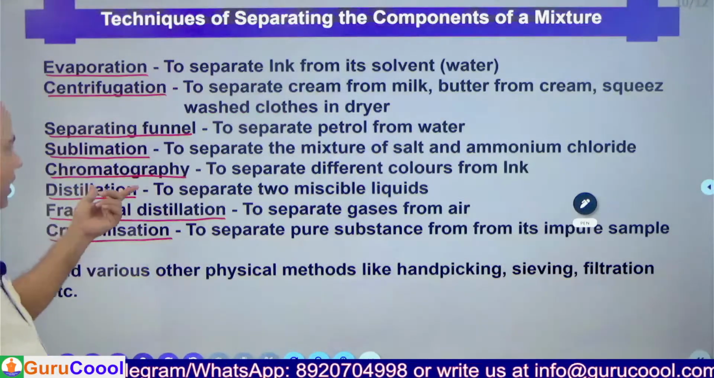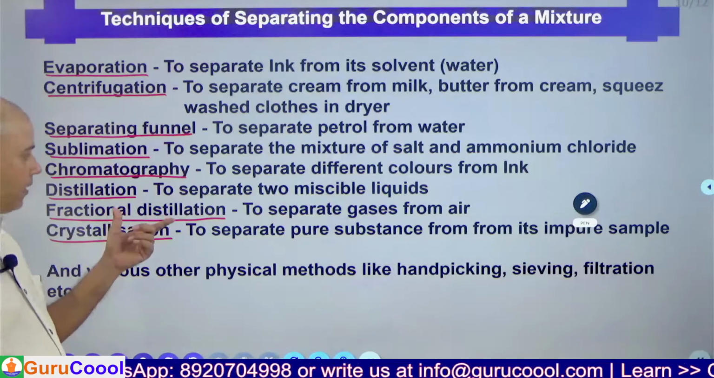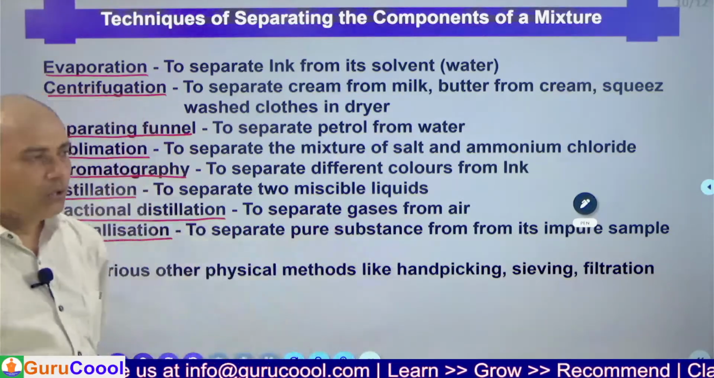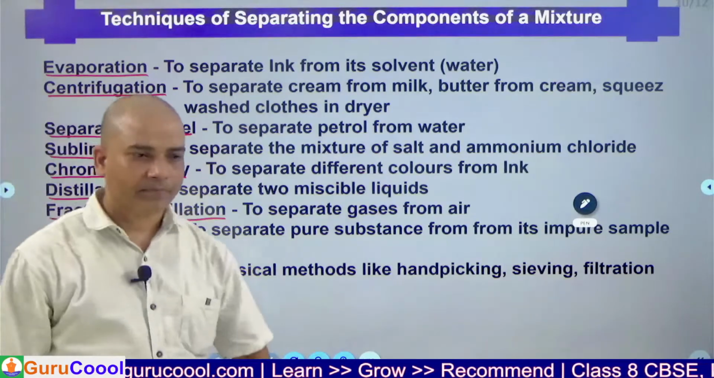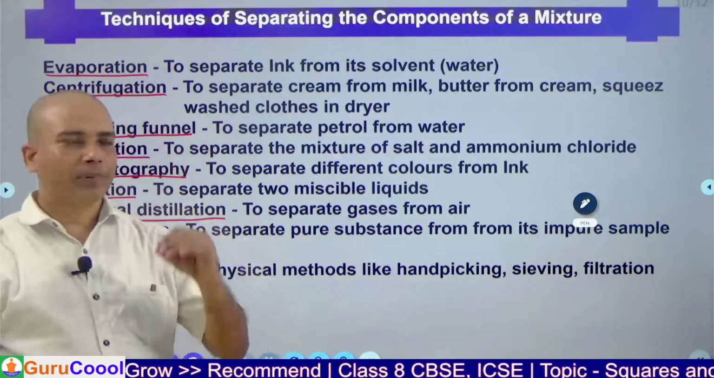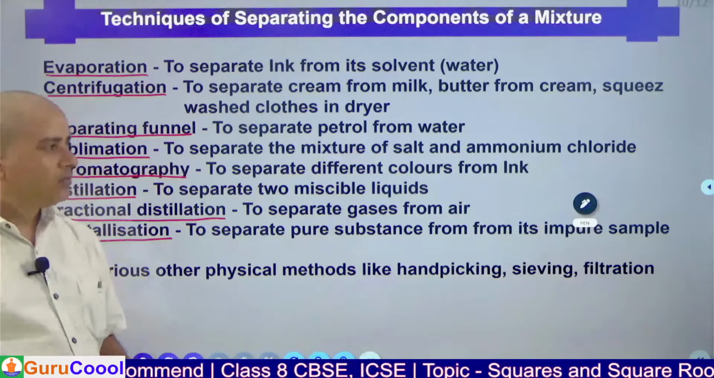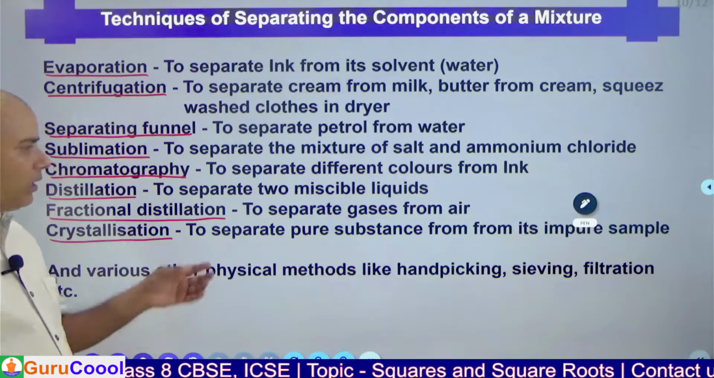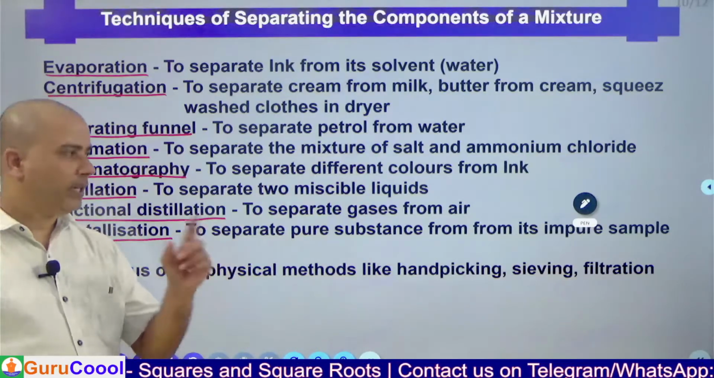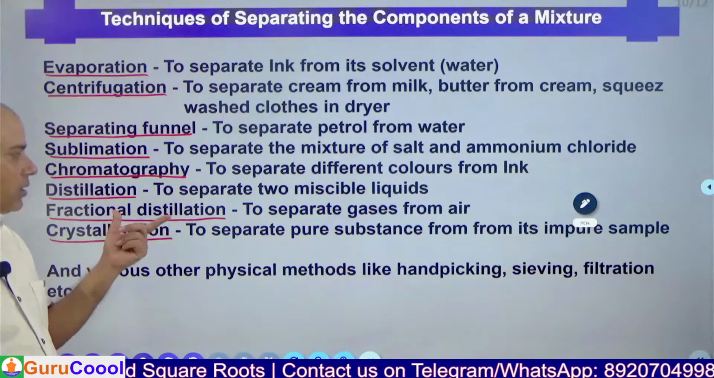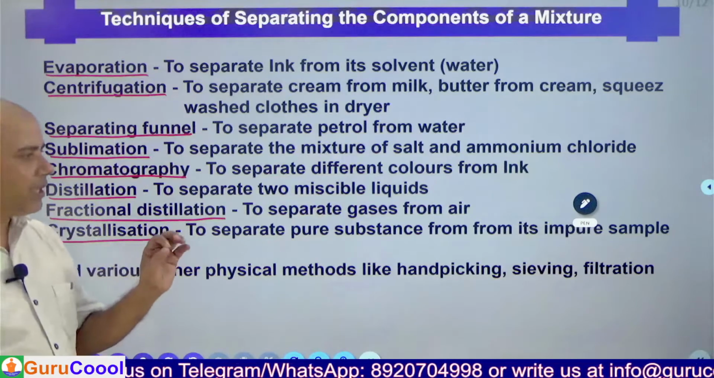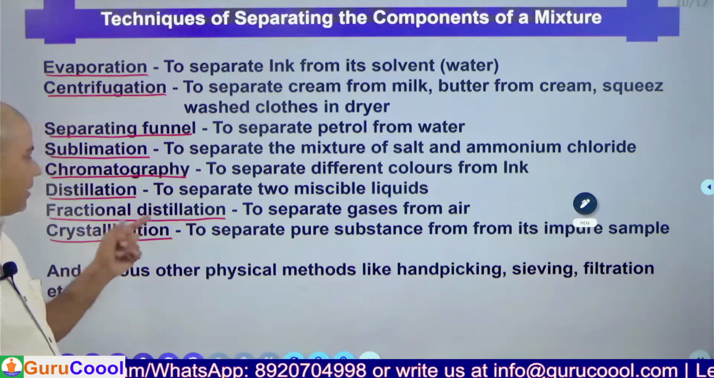After distillation comes fractional distillation. Fractional distillation is used to separate gases from air. We already know air has a composition of 78% nitrogen, 21% oxygen, and 1% other gases like neon, argon, etc. So if we want to separate nitrogen or oxygen from air, we can use fractional distillation, which is almost similar to distillation, but due to some different arrangements, it has been named fractional distillation.